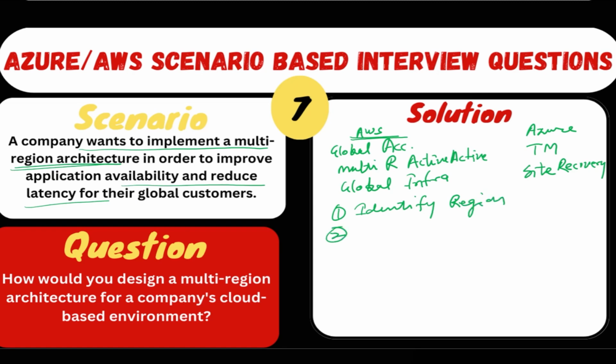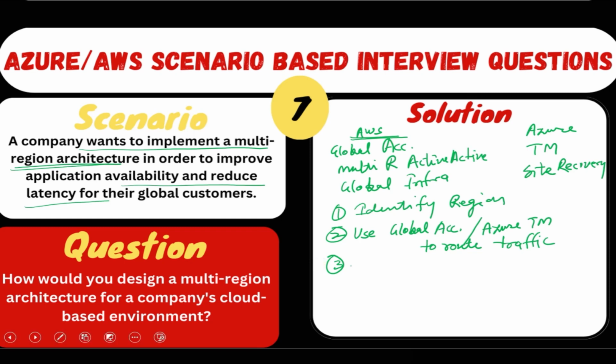So our first step in designing a multi-region architecture will be to identify the regions where the company's customers are located and where we can keep our data. According to that, we can choose the regions. Next, we will design a multi-region application architecture using AWS Global Accelerator or the Azure Traffic Manager service, which will help us to route traffic to the closest available region.